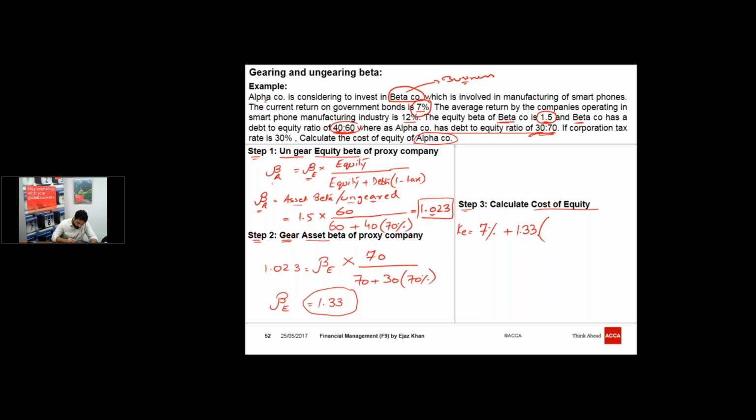The market return is 12% minus 7%, the risk-free rate of return. And what's the final value? 13.65%. Okay, thank you.